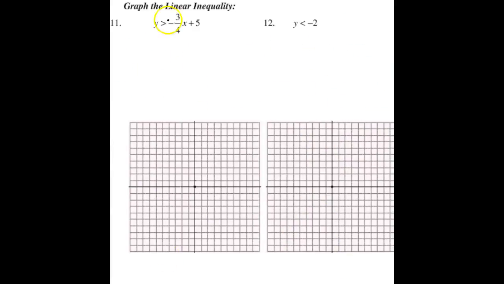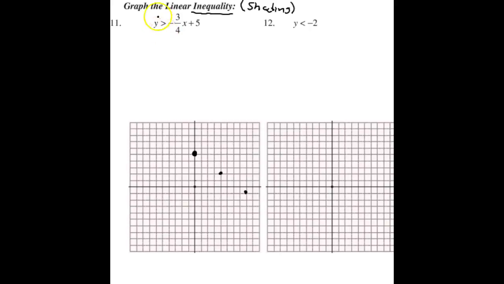All right, let's go down to 11 and 12 and 13, which now are inequalities. So inequalities means we have shading. Okay, we got shading to do. So let's give this a try. We start at 5. 1, 2, 3, 4, 5. We're going to go down 3 and right 4. 1, 2, 3. 1, 2, 3, 4.